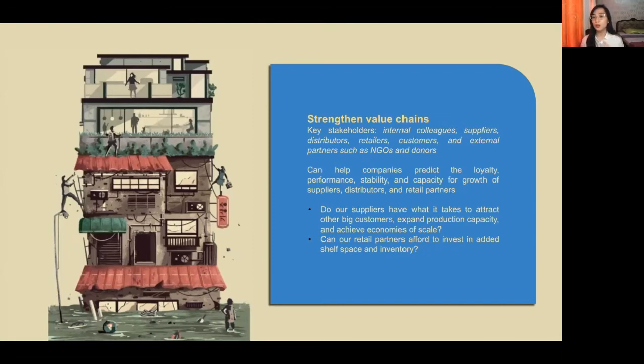Okay? Second one is, can our retail partners afford to invest in added shelf space and inventory? Since you're looking for expansion, of course, you would need capitalization. Kailangan ninyo ng pera. Okay? You would need a lot of cash and you would need the help of your investors. That's why internal colleagues are part of the key stakeholders when it comes to strengthening your value chain.